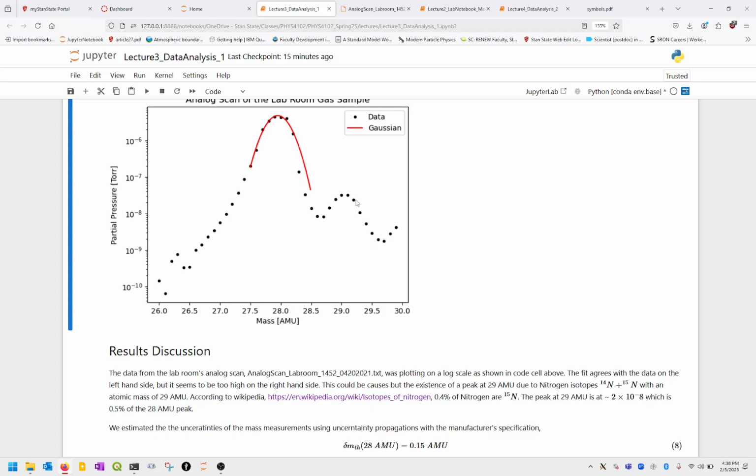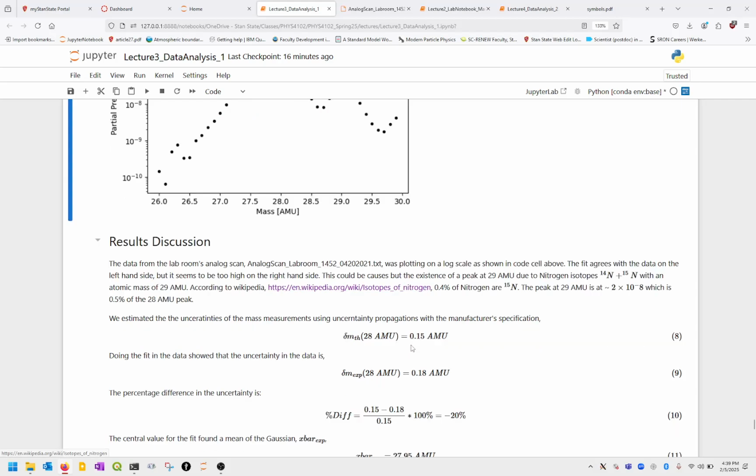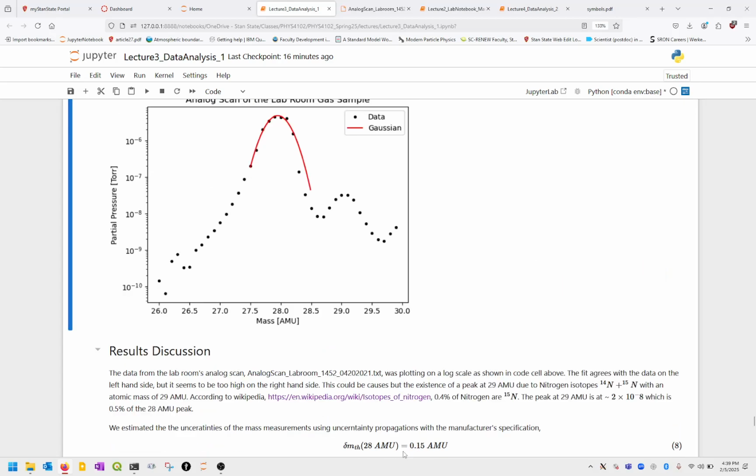In fact, if you compare the heights of these peaks and you Google search the abundance of nitrogen 15 versus nitrogen 14, this will be the ratio you get. So this is something you can look up, the isotopes of nitrogen. I think that ratio is about 0.4%. So the ratio between these two peaks is basically a factor of 20. Is that right? No, sorry, a factor of 200. Yeah, off by an order of magnitude.